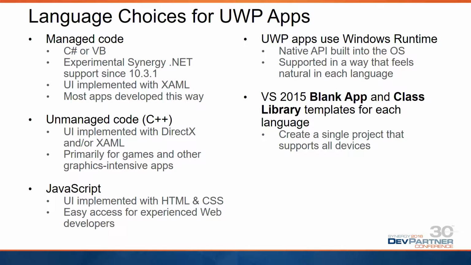UWP apps run on top of what's called the Windows runtime, and that's a native set of APIs built into Windows, and have been since Windows 8. And, like I say, they've matured and been extended an awful lot since those early days. They are supported in a way with an API that feels natural in those languages. So the APIs are somewhat different if you're working in the HTML and JavaScript world, and it feels totally native to the JavaScript developer, for example.